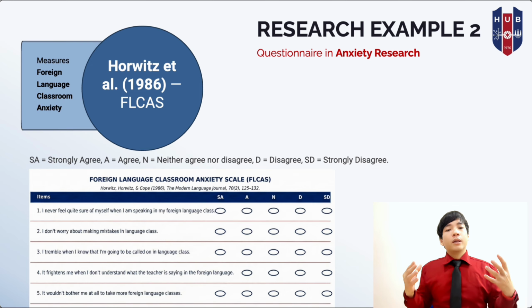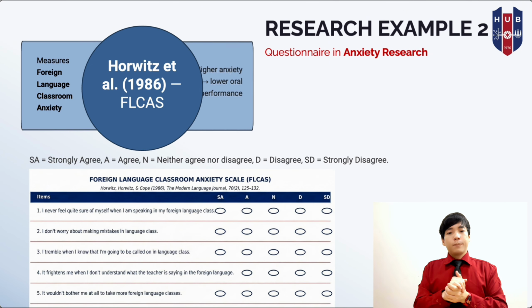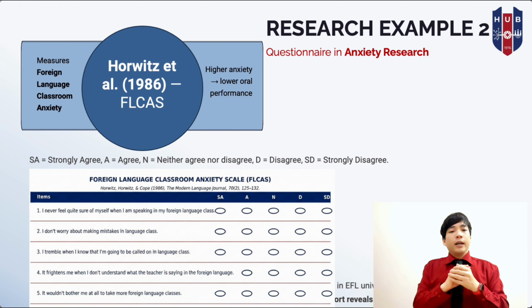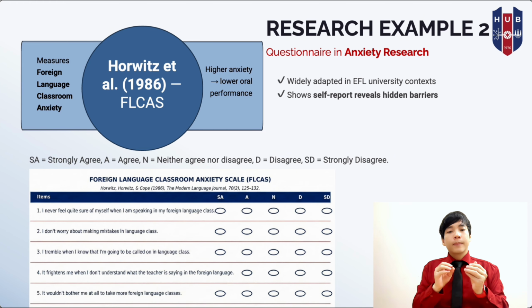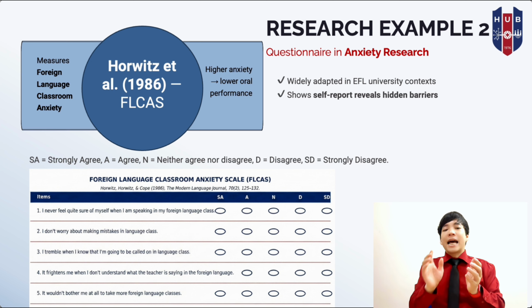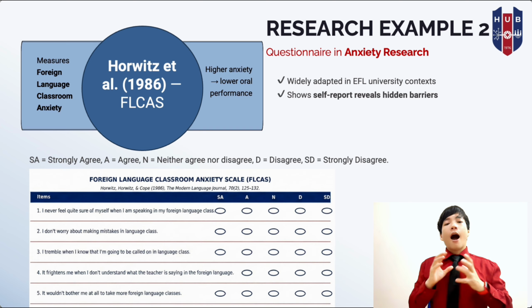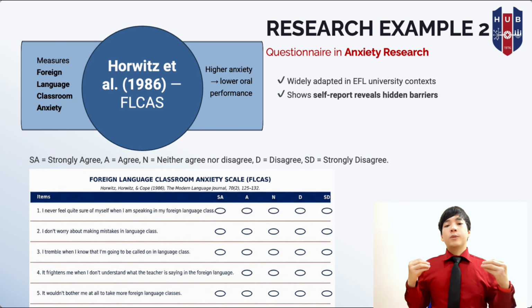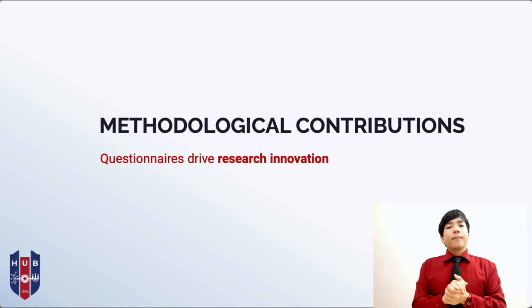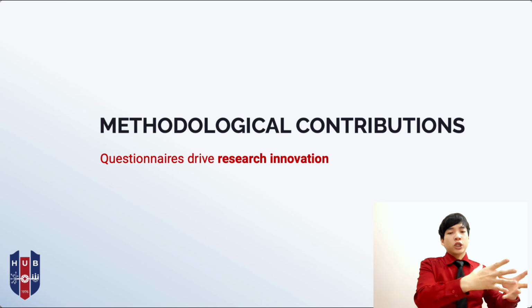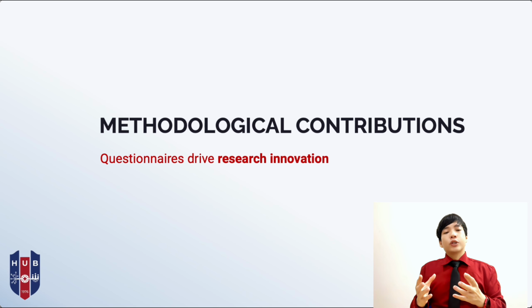A second common application is in measuring speaking anxiety. Horwitz and colleagues in 1986 developed the famous FLCAS, Foreign Language Classroom Anxiety Scale. Using this instrument, researchers repeatedly found that students who report higher anxiety tend to avoid speaking opportunities and perform worse in oral tasks. By capturing invisible emotion, questionnaires help teachers understand not only what learners can do, but also what holds them back.